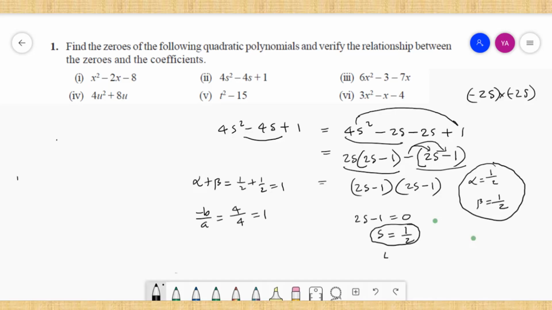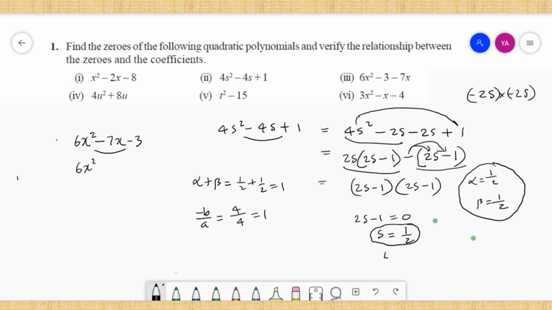I think the third question is very simple. We only have to say how to split the middle term, the x term. First you have to rewrite the given polynomial in standard form: the x square term first, then the x term, then the constant term. So the polynomial should be written as 6x square minus 7x minus 3. Then how can we split minus 7x? Minus 9 and 2. Very good.